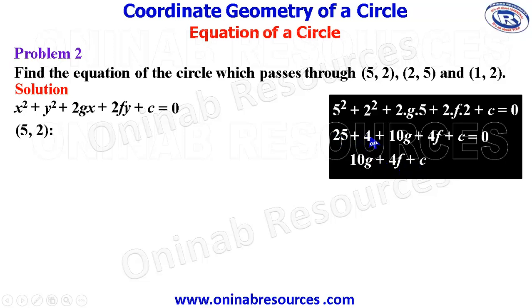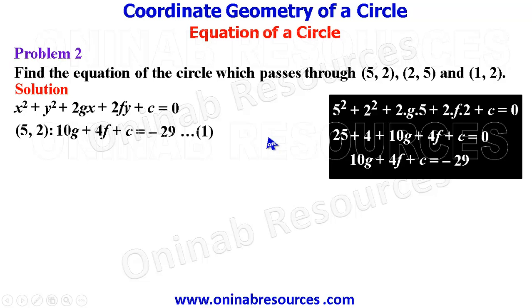So simplifying this, we have 10g plus 4f plus c. This is 29 going to the other side. It gives us minus 29. So our first equation is 10g plus 4f plus c is equal to negative 29. We call it equation 1.